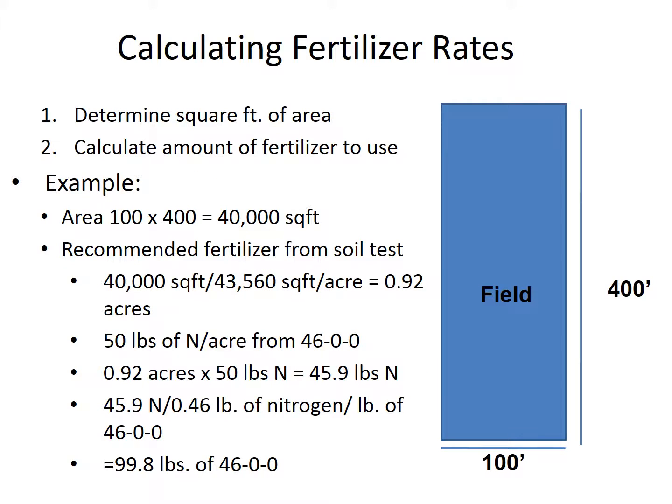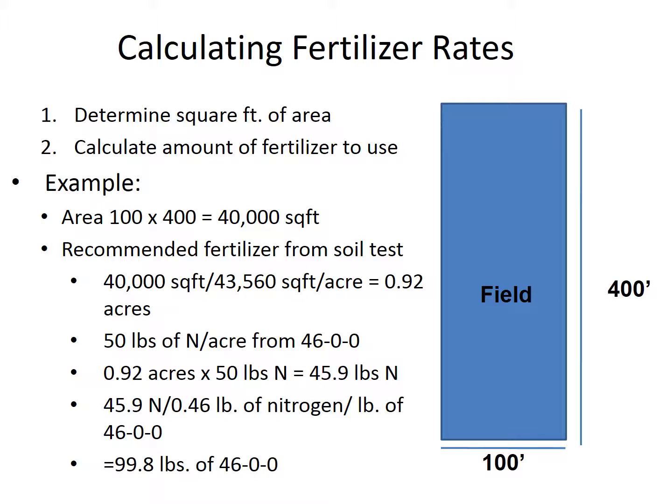To continue, we need to understand how to calculate fertilizer rates. Remember what I just talked about, and then it will become clear as we go along. First, we need to determine the number of square feet of the area that we're going to fertilize. And second, we need to calculate the amount of fertilizer to use. So in our example, we have an area that's 100 feet by 400 feet. We multiply length times width and we get 40,000 square feet.